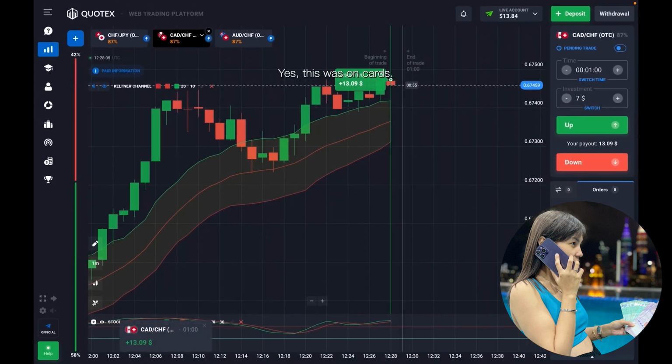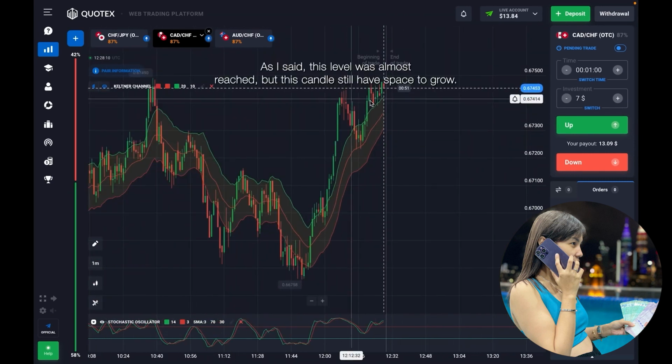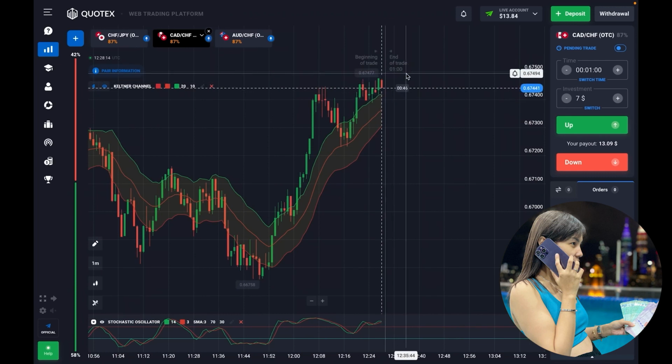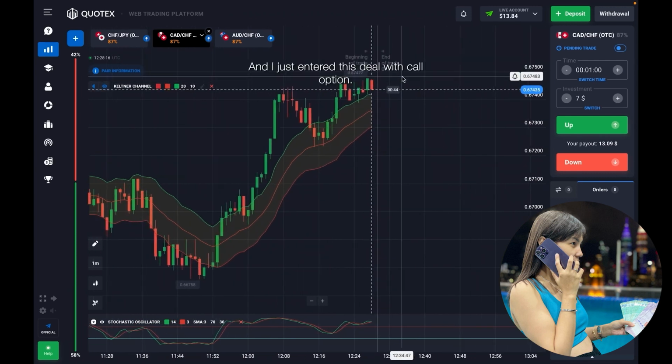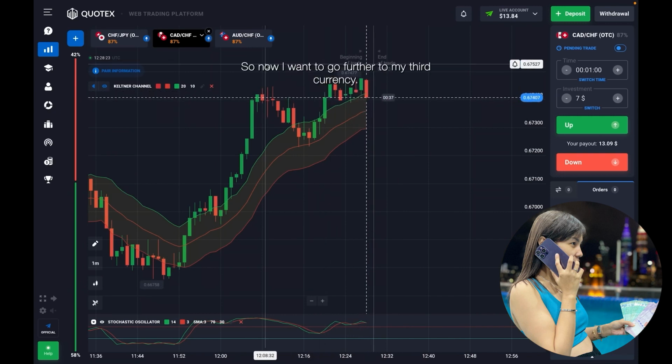Yes, this was on cards, a pretty predictable trade, even if it is a flat line. As I said, this level was almost reached, but these candles still have space to grow, and that's why it was growing. And I just entered this deal with a call option, and it was the right decision. So now I want to go further to my fair currency, and I want to make one more trade.